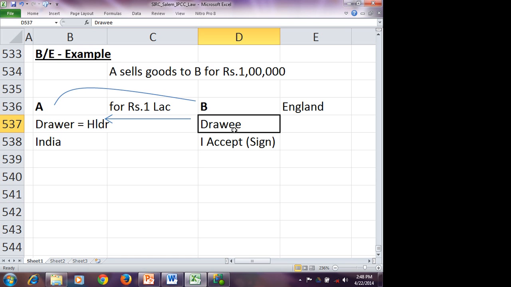So the moment B signs and puts it in the course of transmission, it has to come through ship, and immediately through a telegram or through a phone he informs A that I already accepted. It is coming in the course of transmission. There ends the acceptance. No physical reach of the information or the particular instrument to reach A is required. Acceptance includes a notice of acceptance also.